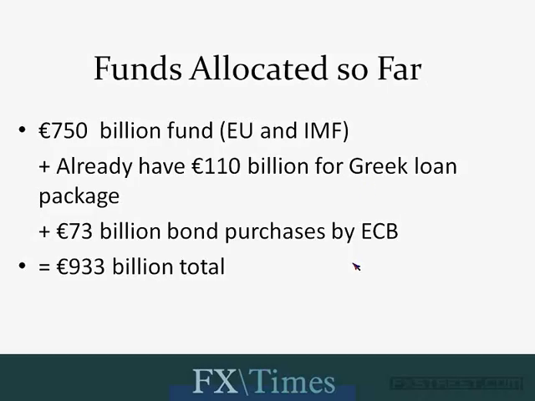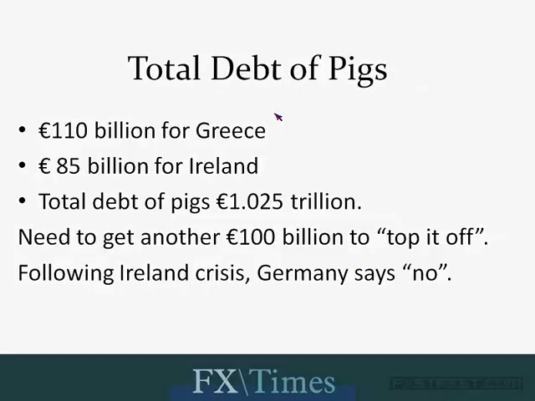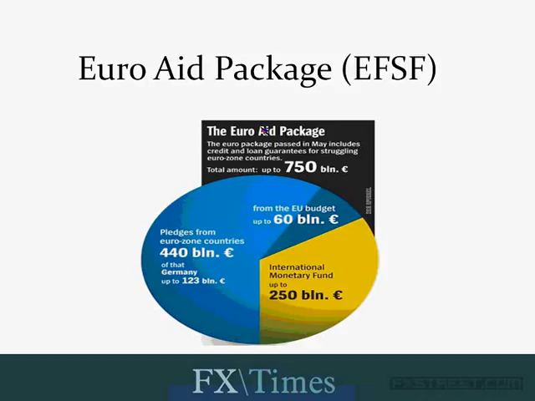But if we take a look at the debt of the countries we call the PIGS, we already had the bailout for Greece at 110 billion. We already had a bailout for Ireland at 85 billion, but the total debt is a bit more than $1 trillion. So some of the options was to perhaps top off, increase the size of this package, and for the most part, Germany refused. So this is, let's say, a couple of months ago, the options on the table, and for the most part, Germany said no to some of these options.